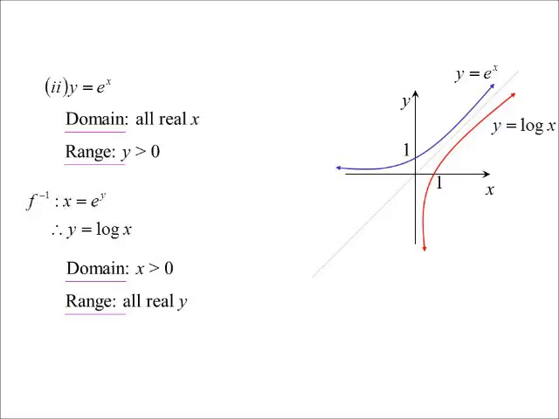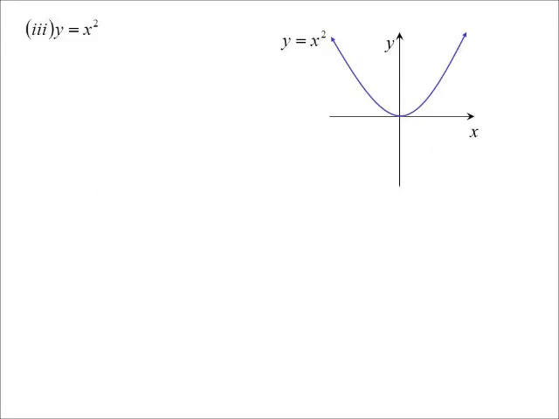Notice the log curve and the exponential curve never intersect. They have no point in common. Let's have a look at y equals x squared. Here's one where we said, hey, it doesn't have an inverse. So there's y equals x squared. Oh, sure enough, it's going to fail my horizontal line test.